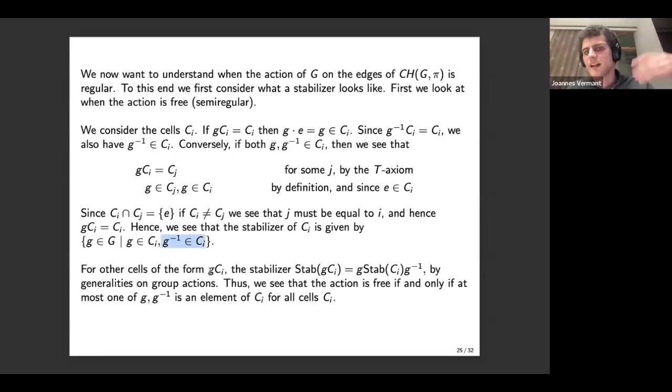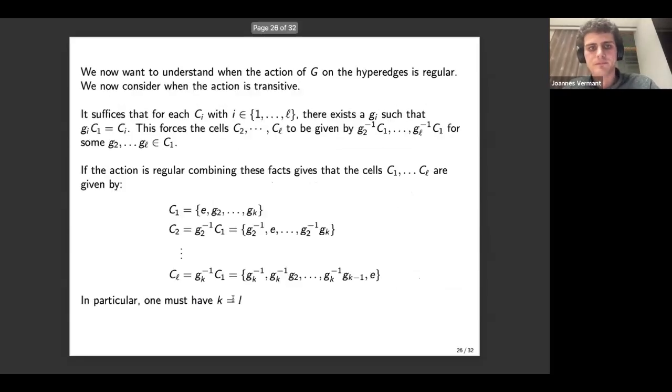And then for other cells, we can also determine the stabilizer just by generalities on group actions. Then it's given by the conjugate subgroup of the stabilizer of Ci. So if all of the stabilizers of Ci are trivial, this means that these conjugated subgroups also have to be trivial. So we see that the action is free if and only if at most one of G and G inverse is an element of Ci for all cells Ci.